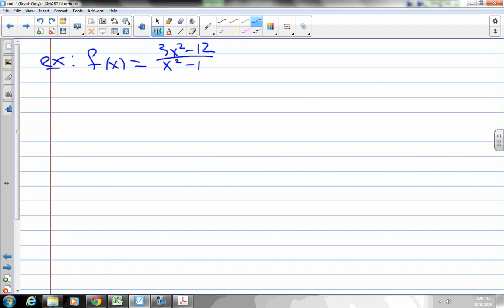So again, I'm going to factor this thing, pull out a 3, x squared minus 4, x squared minus 1, and then 3 times x minus 2, x plus 2, over x minus 1, x plus 1. So this is the whole thing factored, right? This is a simple part.